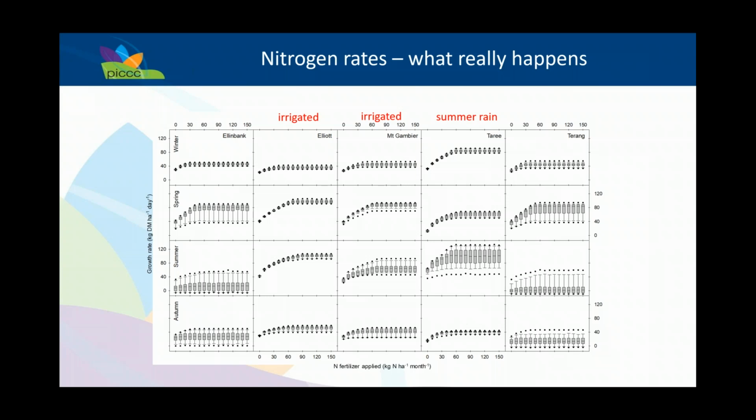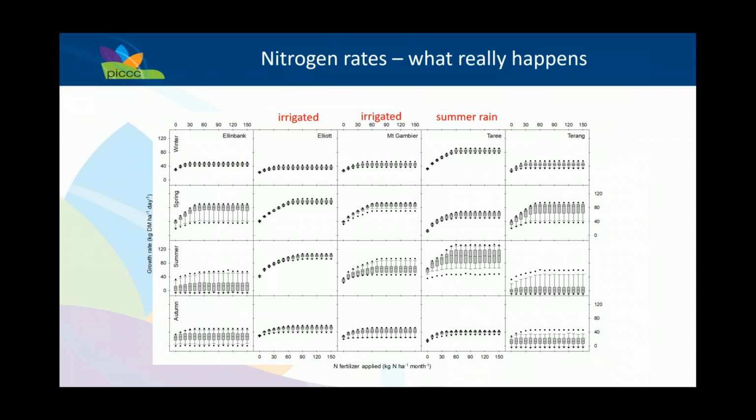If you look across the horizontal axis, you'll see 0, 30, 60, 90. We're not recommending people ever apply up to 121.50. We're trying to demonstrate a point here. And so that's the amount of nitrogen applied in each of these instances. And if you go from top to bottom, the first row is winter responses, next spring responses, next summer responses, and next autumn responses.